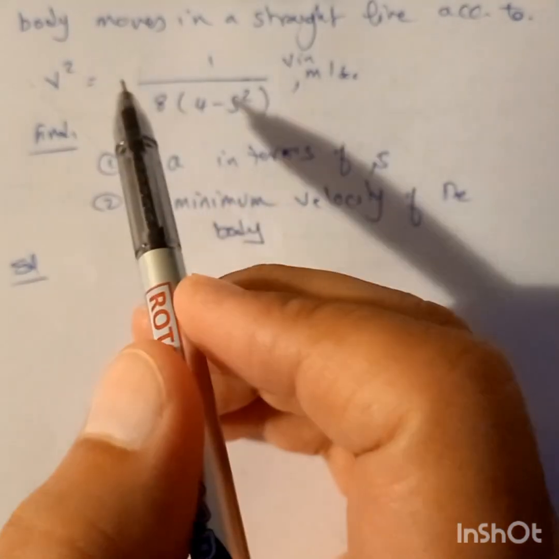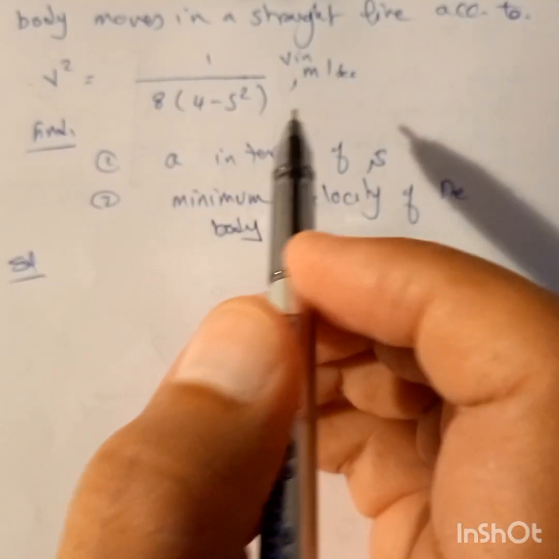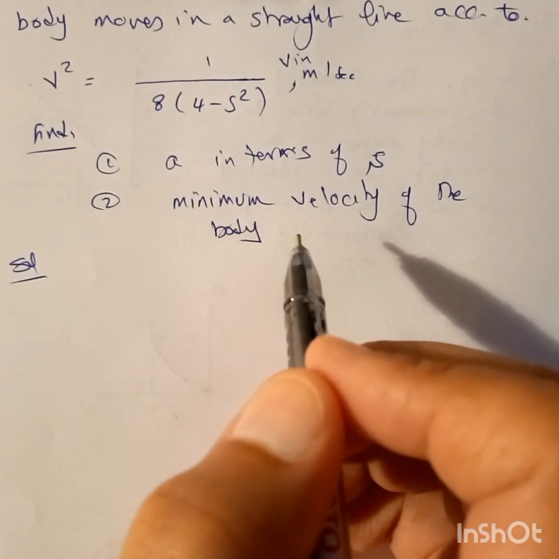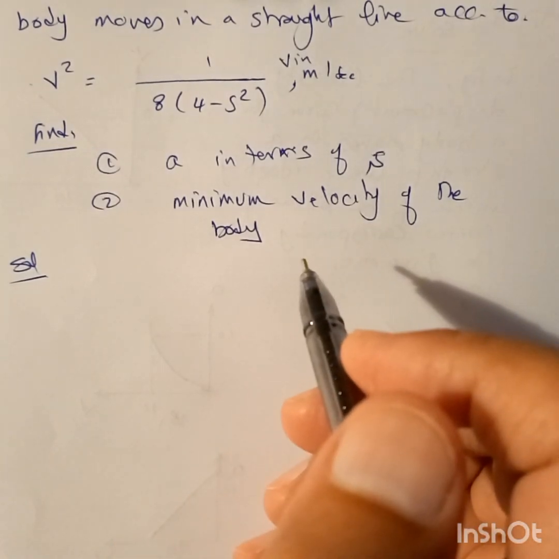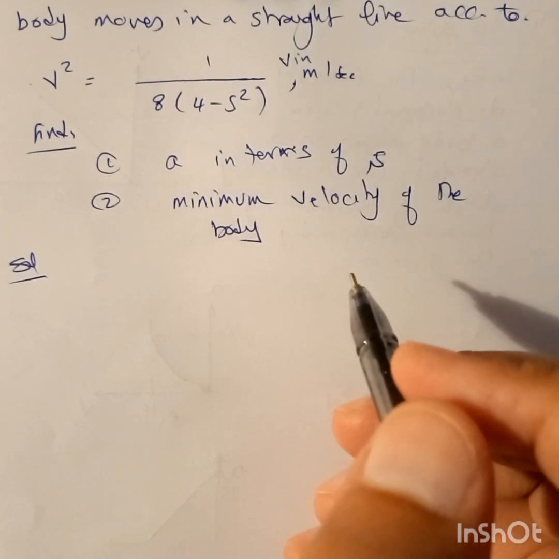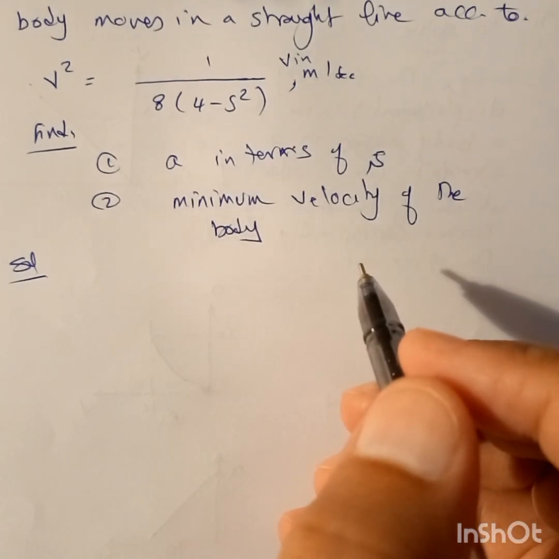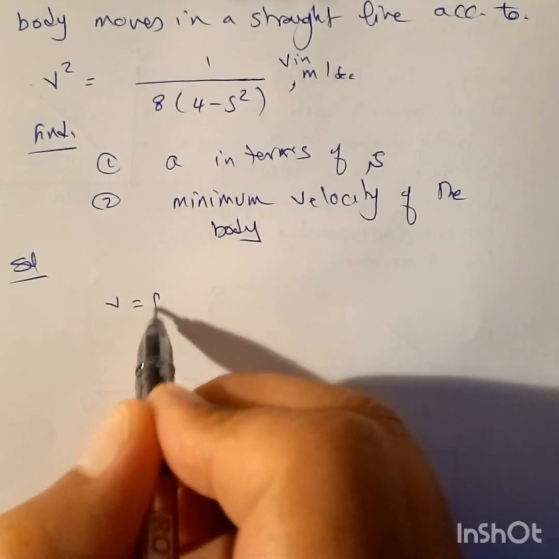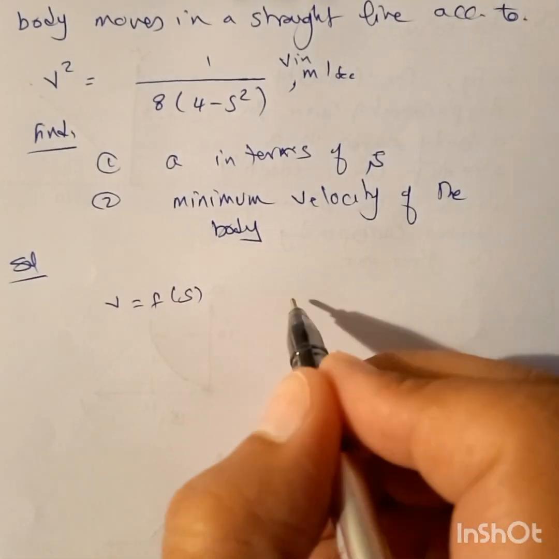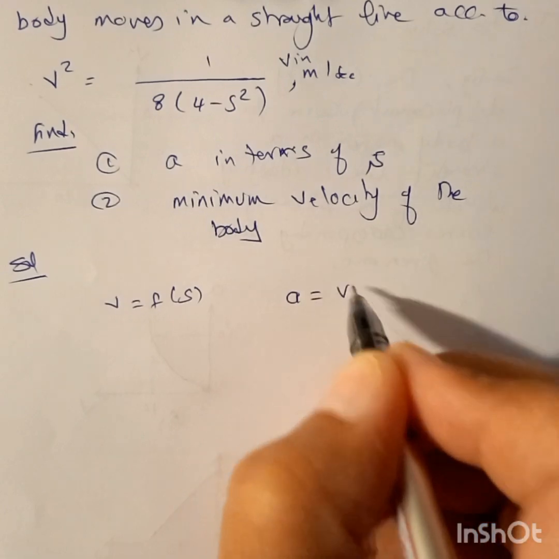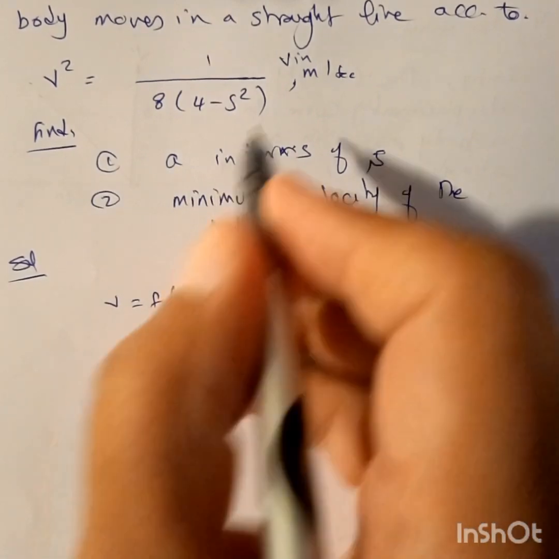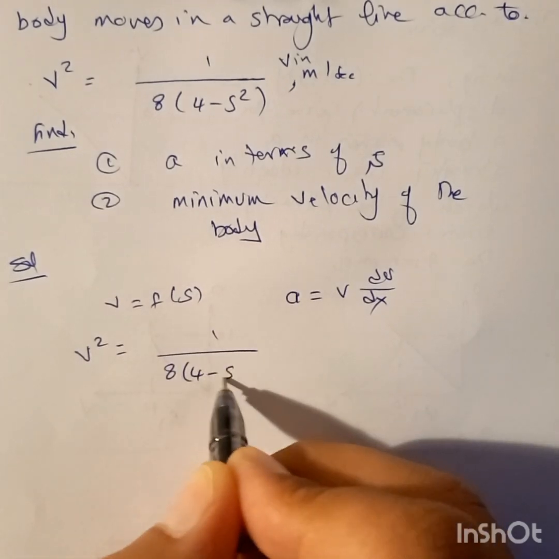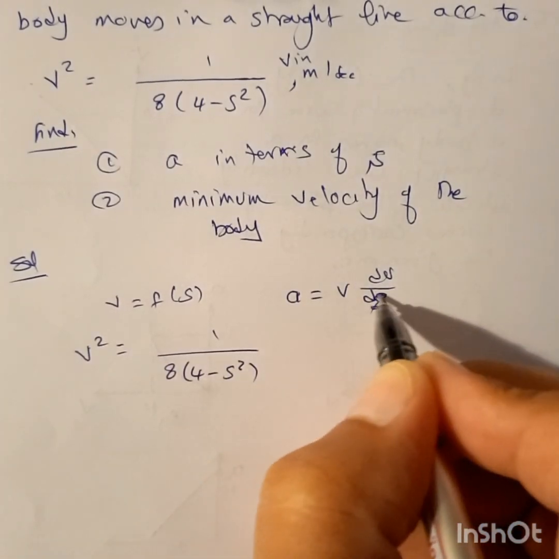We have another example. A body moves in a straight line according to the relation v squared equals 1 over 8 times (4 minus s squared), v in meter per second. Find number 1, acceleration a in terms of s displacement, number 2, minimum velocity of the body. Okay, here we have velocity as a function of displacement. Then we can use acceleration equals velocity dv dx. Okay, here we have v squared equals 1 over 8 (4 minus s squared).